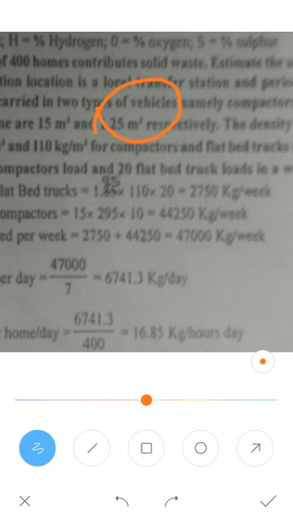It is carried away by 20 flat beds, so it is taken 20 times. You write 20 here. So finally, for the flat bed trucks, the amount of load transferred is 2750 kg per week.